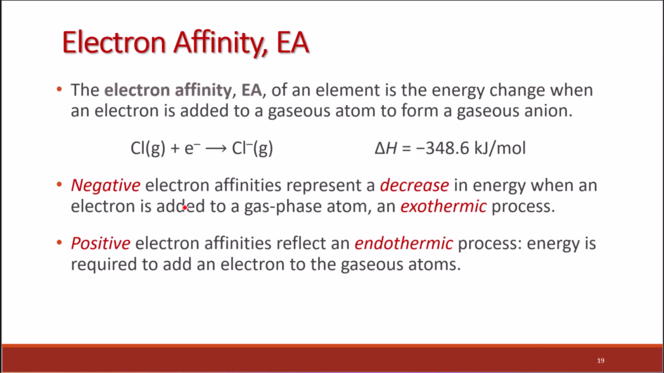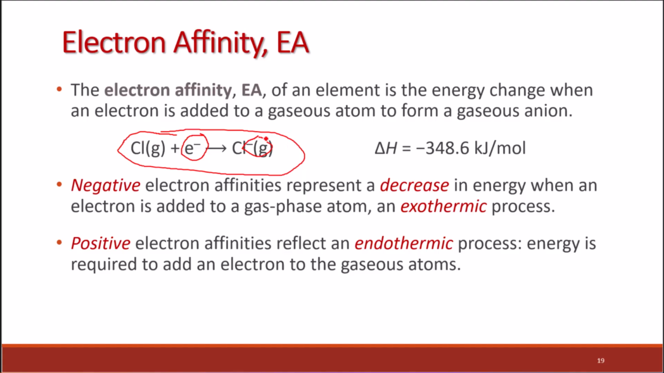So electron affinity, the EA of an element, is the energy change when an electron is added to a gaseous atom to form a gaseous anion. You need to remember that this is the way the equation is represented. You have an atom or a cation here, could even be an anion, but the electron is on the reactant side in this equation, and then you get a negative charge because you're adding negative charge to an element, okay?